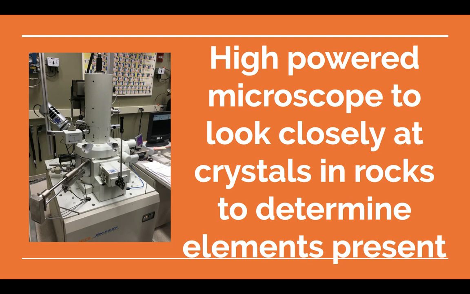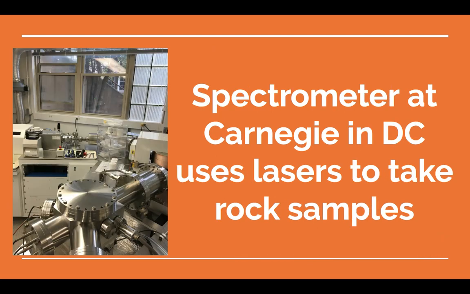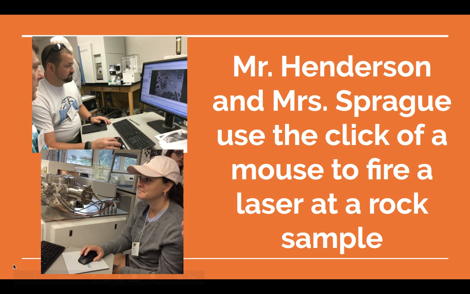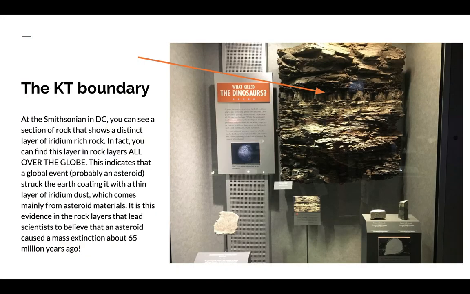So we got to take a look at that microscope. And then this machine is a spectrometer, which can take a rock sample and show the scientist what elements are present in the rock samples. They get these really small rock samples by firing lasers at them to study them. So here's Mr. Henderson and I. We are literally, with the click of a mouse, shooting lasers at rock samples to help determine the age of these rocks.